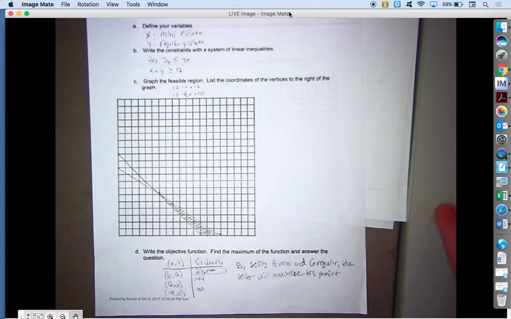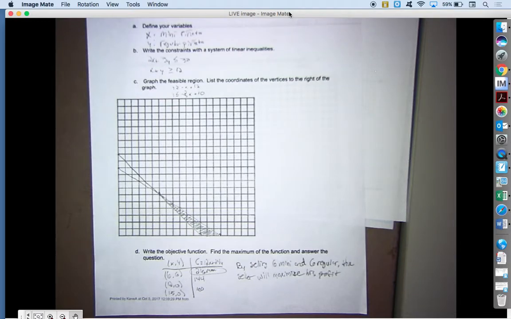Then for the graph, I solved to isolate y, and you get y is greater than or equal to negative x plus 12, and y is less than or equal to negative 2/3 x plus 10. When you graph those, that's the shaded region right there. Then you take your vertices, which are (6, 6), (12, 0), and (15, 0).